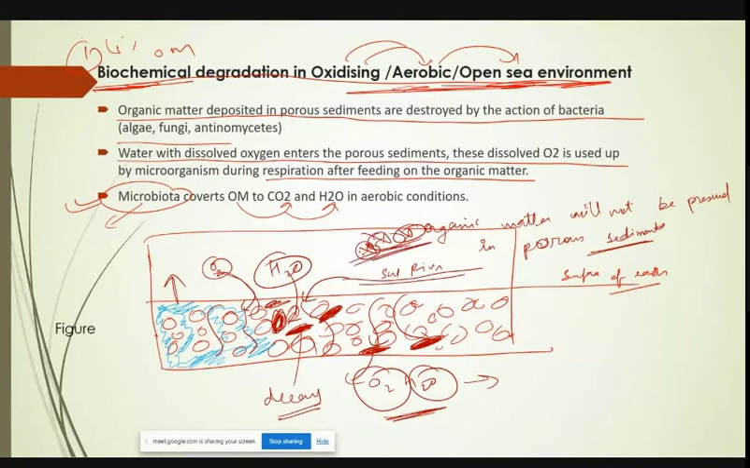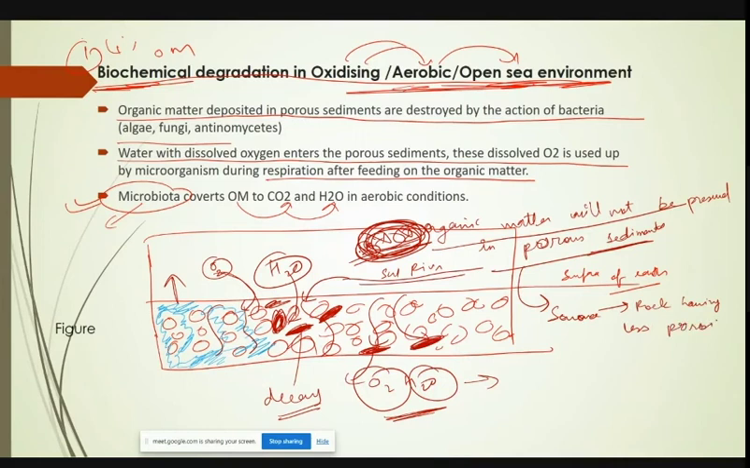And this is very significant in petroleum geology. Organic matter will not be preserved in porous sediment. And due to this reason, good source rocks are found in rock having less porosity. Source rock means rock having organic matter that has the potential to generate hydrocarbon. So good source rock is which rock? The rock having less porosity, that is shale.